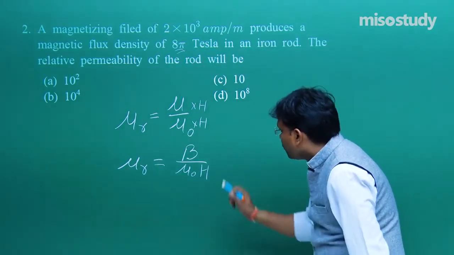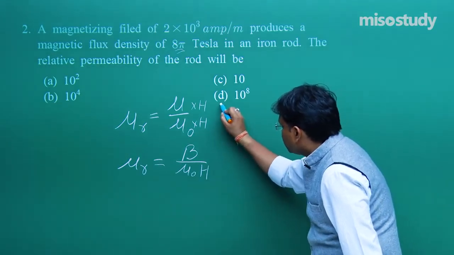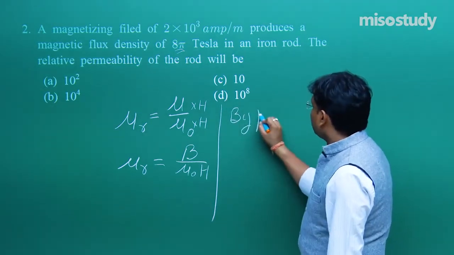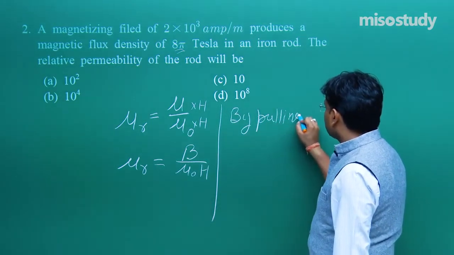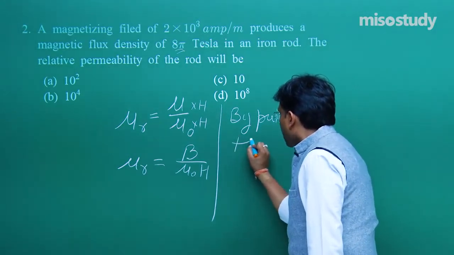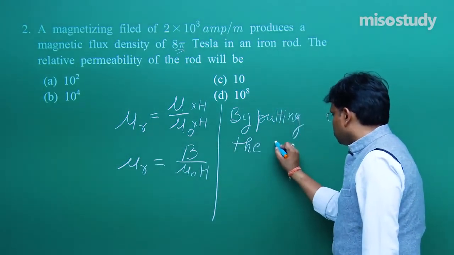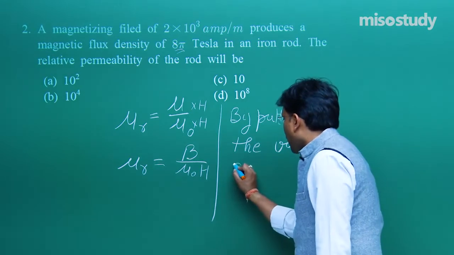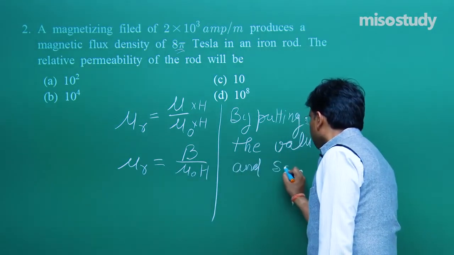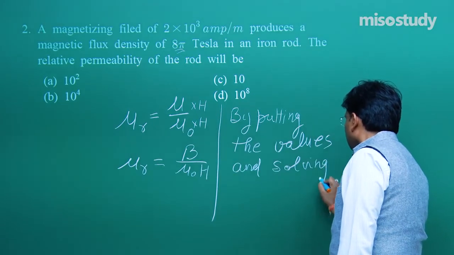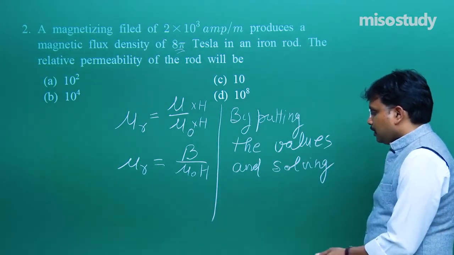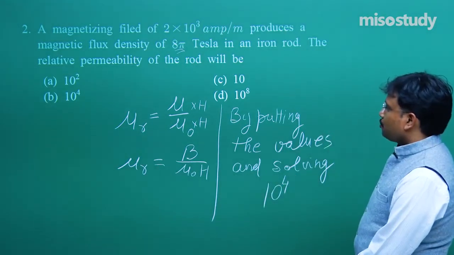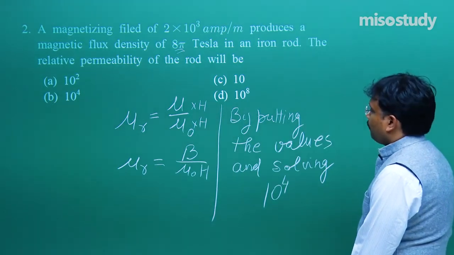So I will not put the values here, but I will suggest to all of you to put the values and solve. By putting the values and solving, you will get 10 to the power 4 as your answer. So B is the correct answer of this question.